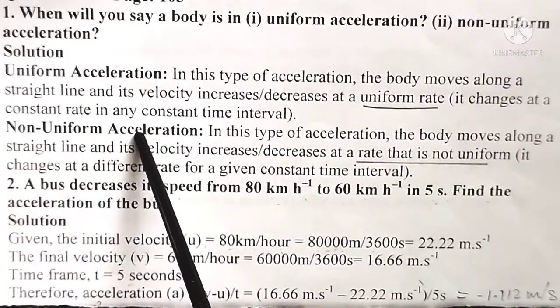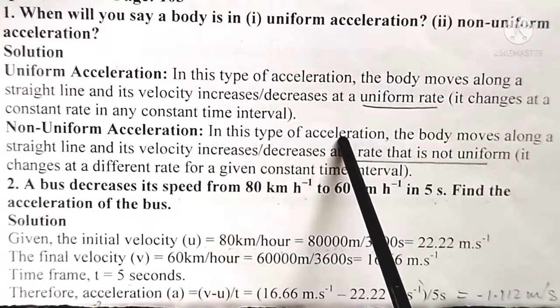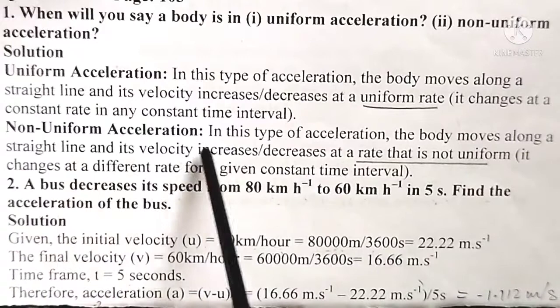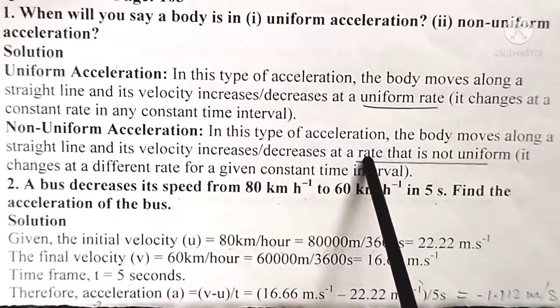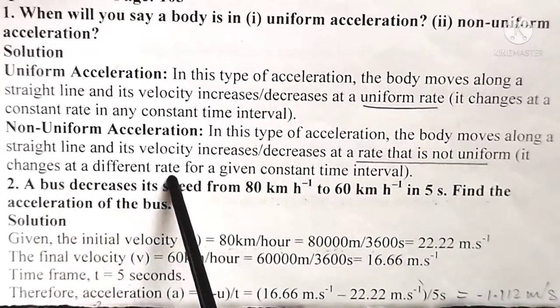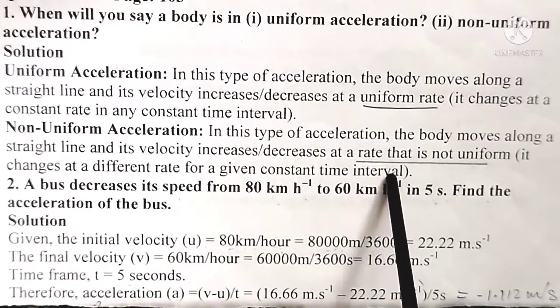Non-uniform acceleration. In this type of acceleration, the body moves along a straight line and its velocity increases or decreases at a rate that is not uniform. It changes at a different rate for a given constant time interval.